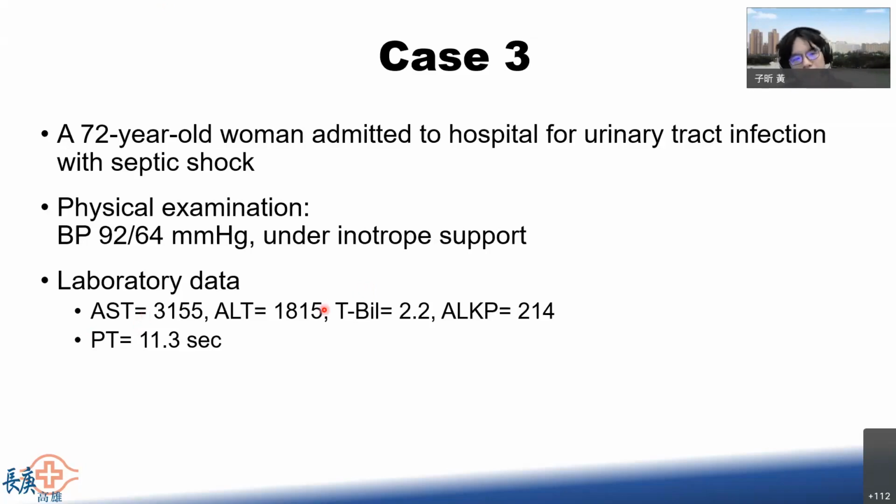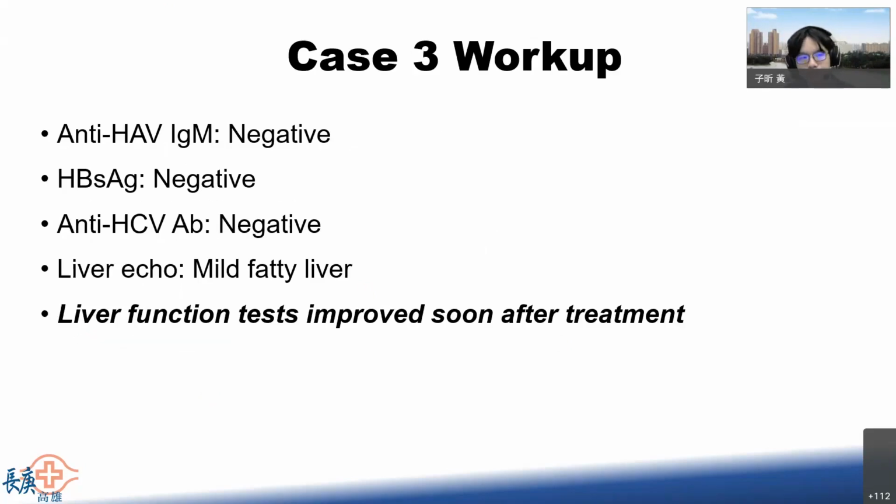And bilirubin is slightly elevated, 2.2. Alkaline phosphatase is elevated, 214. The PT is borderline, only slightly elevated, 11.3 seconds. Okay, so this patient also has hepatocellular injury, right? So anti-HAV, HBs antigen, anti-HCV, check for the viral hepatitis markers. The liver echo is done as well, and only shows mild fatty liver.